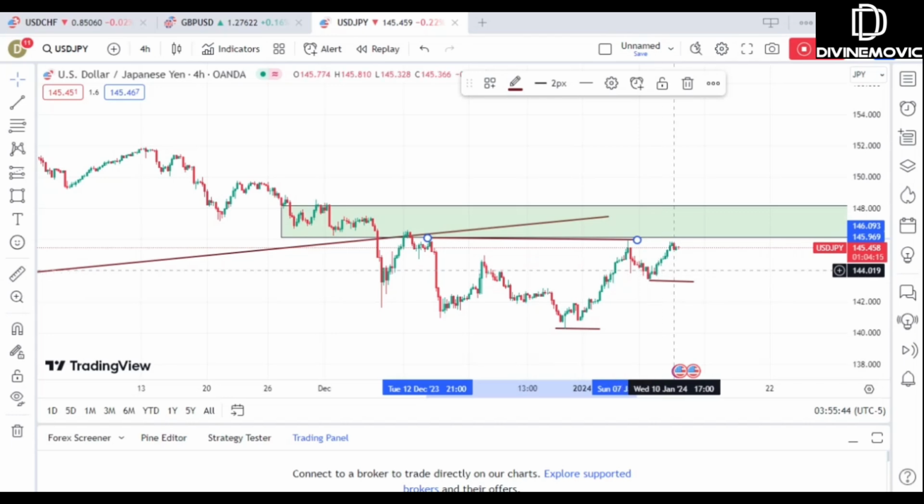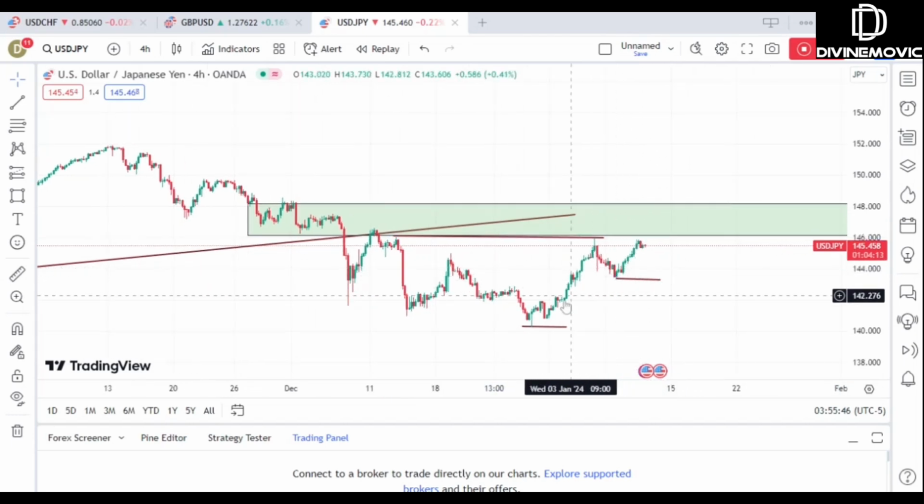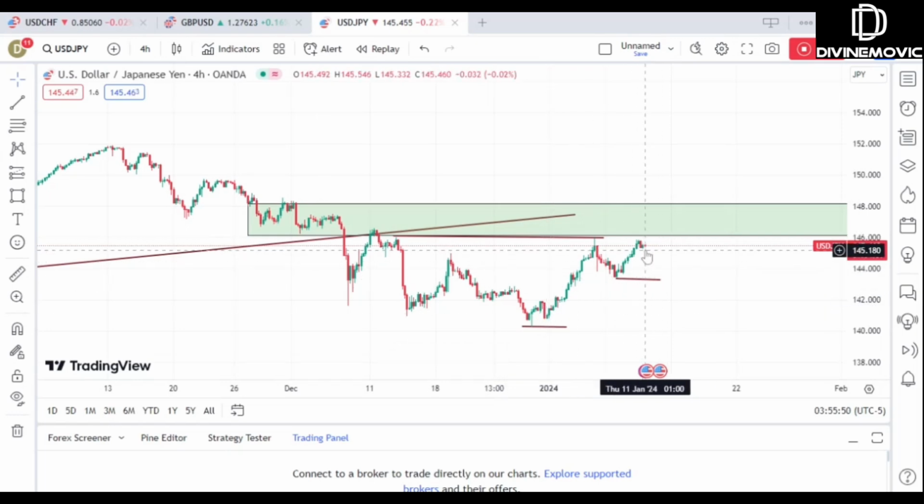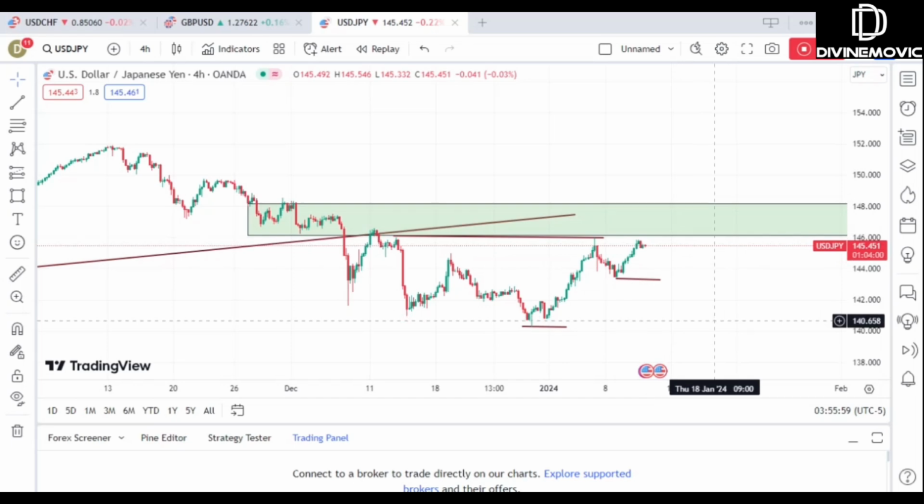Now what I'm going to simply do here is to allow price to engineer trend line liquidity, creating all these trend line liquidities here. What I'm simply going to do is wait for price to go above this level and simply start selling off.